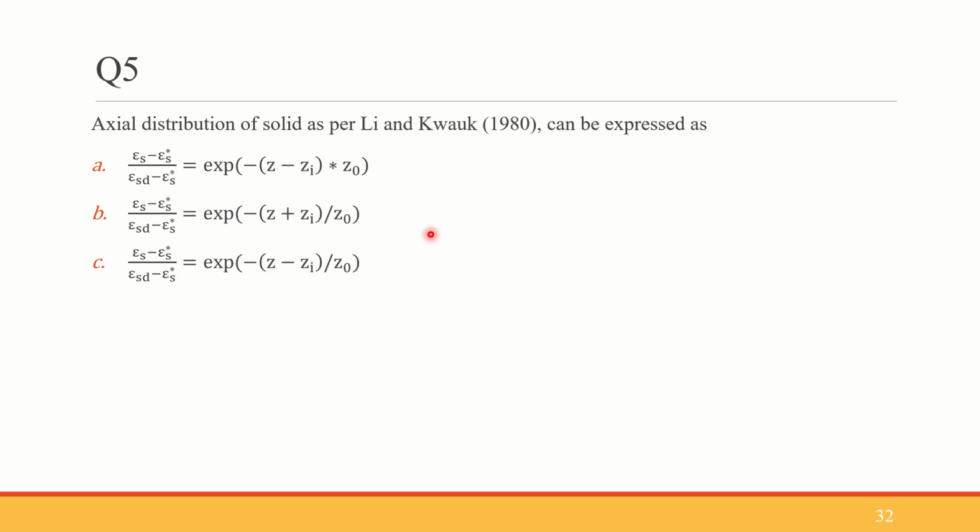Option C, epsilon s minus epsilon s star divided by epsilon sd minus epsilon s star is equal to exponential of minus of z minus zi divided by z naught. Option D, the same ratio is equal to exponential of z minus zi divided by z naught. So here the answer is actually option C. Epsilon s minus epsilon s star divided by epsilon sd minus epsilon s star is equal to exponential of minus of z minus zi by z naught is the right answer. So option C is the right answer.